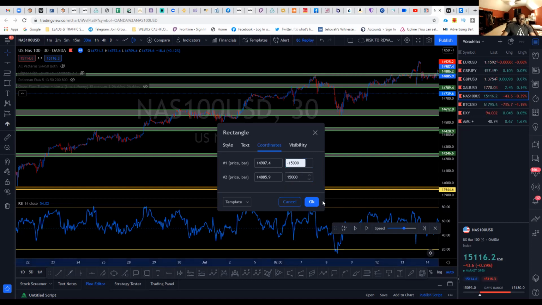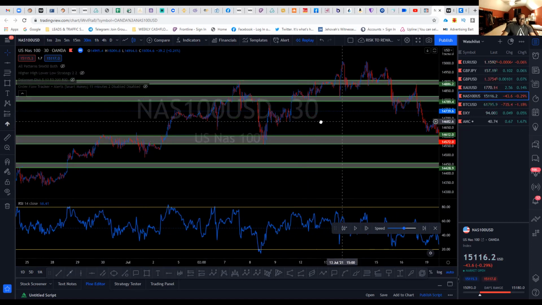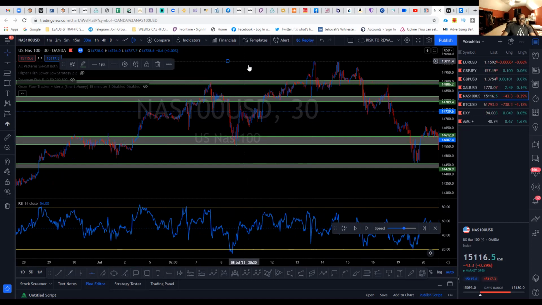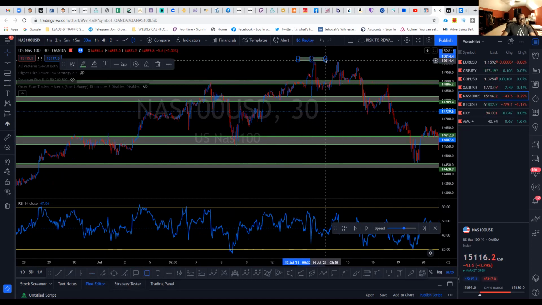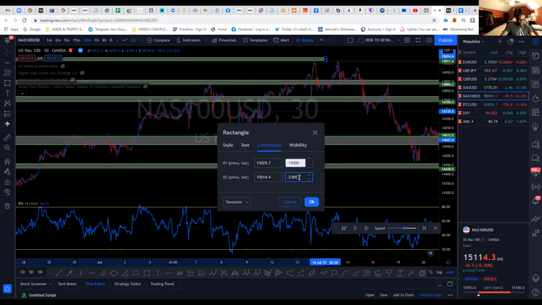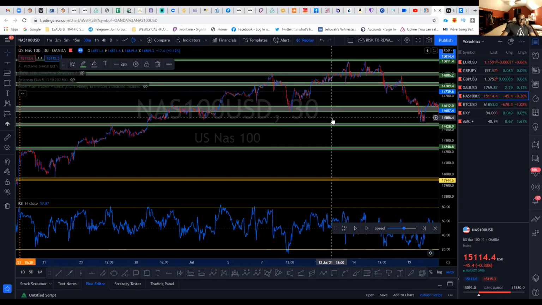All right, so now we've stretched out these zones. Matter of fact, you know what I need to do? Yeah, let's place another one up here. This will actually represent the ceiling. So right now we did that for the 30 minutes.